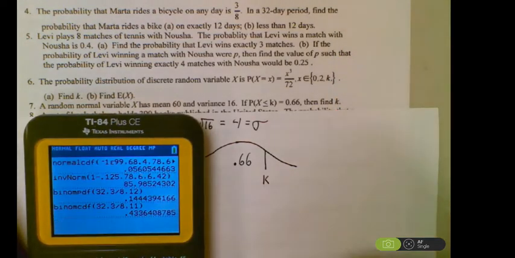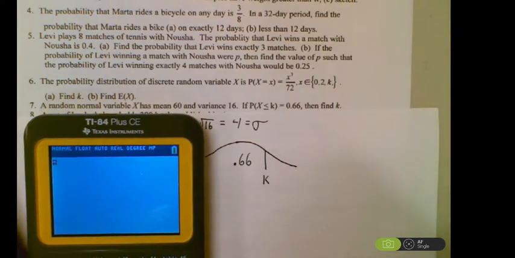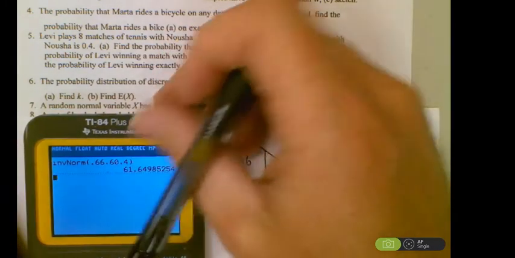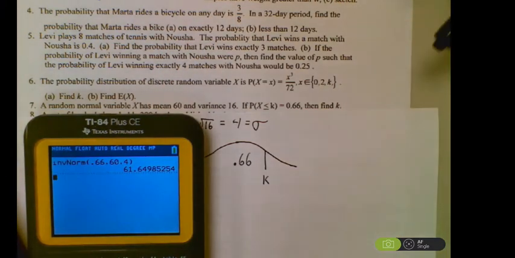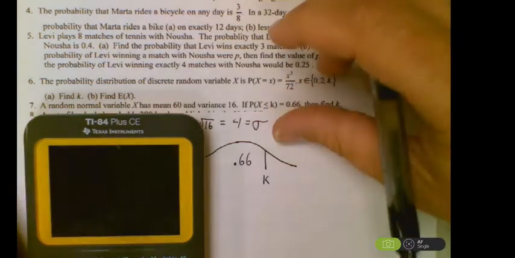So if I go back under distribution and choose inverse normal with an area of 66, we had our mean of 60 and our standard deviation of 4. Now if I just hit enter all the way down, we figure out our k value is 61.6. Moving on to number 8.